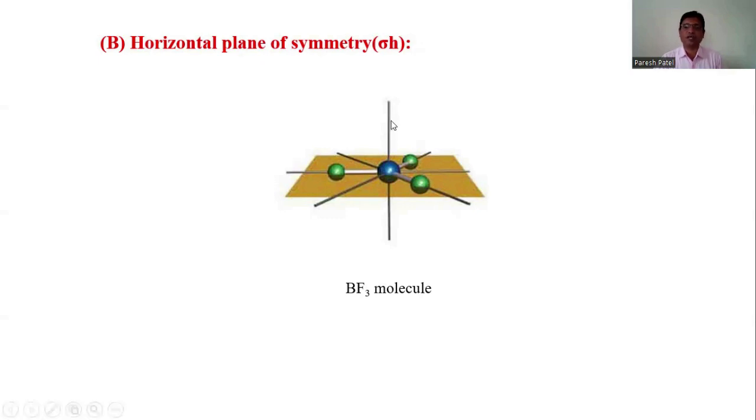The BF3 molecule has the main principal axis C3, and three C2s that are perpendicular to the main principal axis. Now, what is the horizontal plane of symmetry? If the plane is perpendicular to the main principal axis, that type of plane of symmetry is recognized as a horizontal plane of symmetry. In case of the BF3 molecule, this one is the main principal axis, and this plane is perpendicular to the main principal axis. So this type of plane is recognized as a horizontal plane of symmetry.